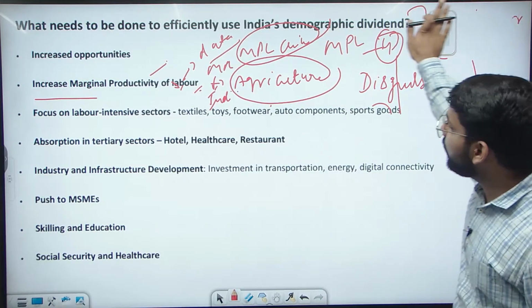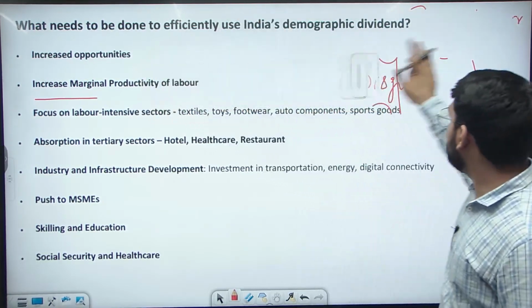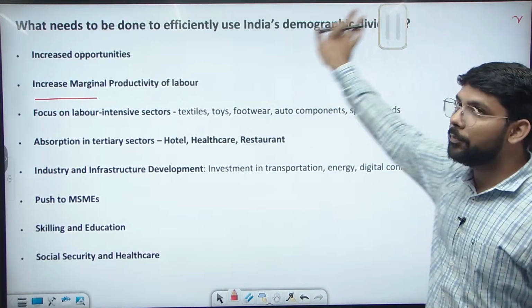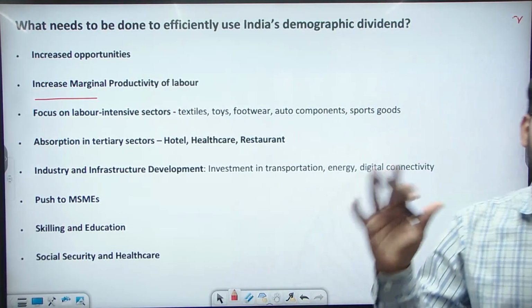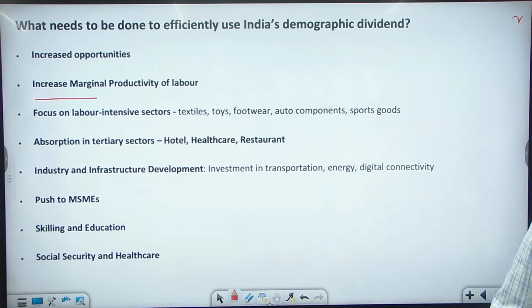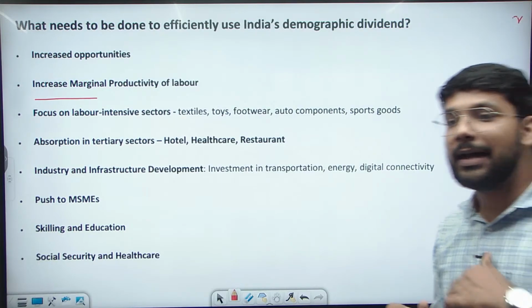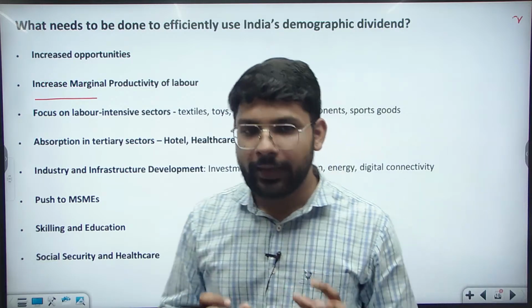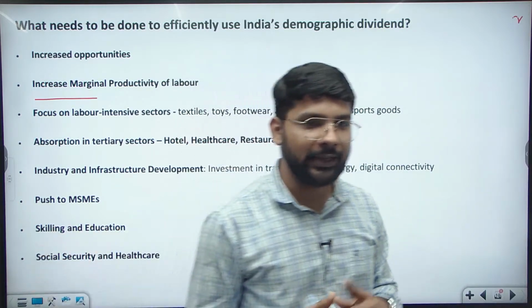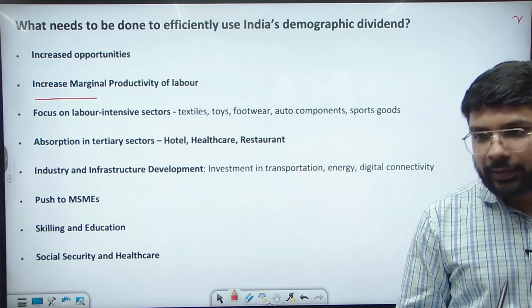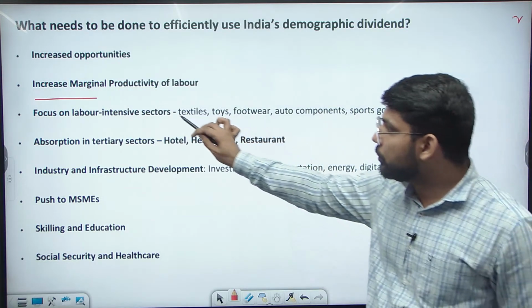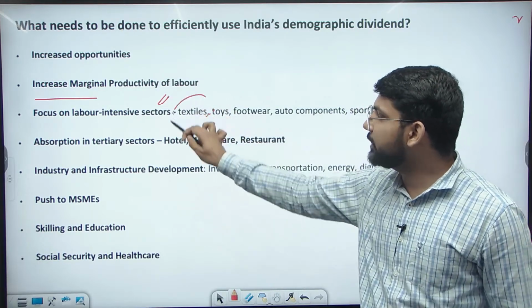Next point is focus on labor intensive industry. It means we are shifting from agriculture to service, but now we need to shift to labor intensive industry, so we can absorb the unskilled labor of agriculture into the manufacturing sector, like packaging work and some of the segregation work. So we need to be focused on labor intensive industry, like textiles.